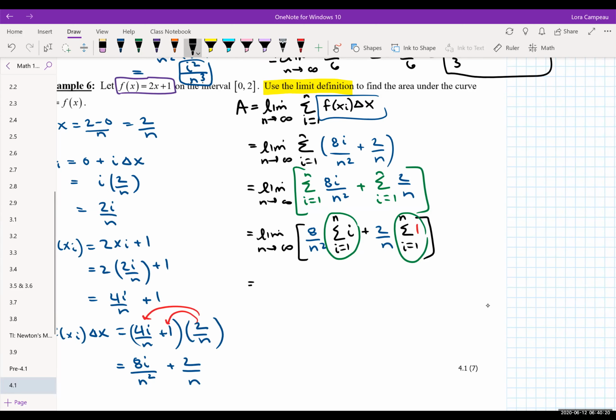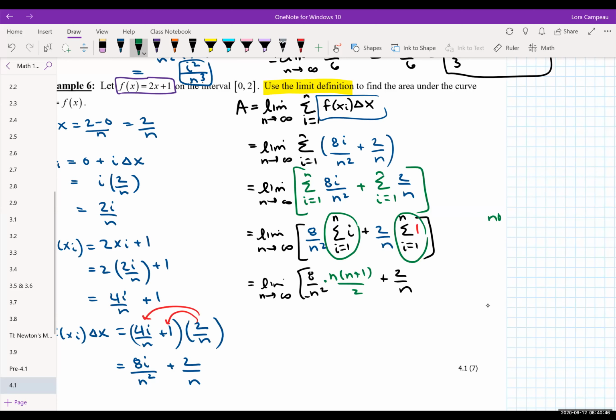Well, let's write this in. Limit as n approaches infinity. I still have this 8 over n squared, nothing I can do quite yet. But I do know the summation of i, that is n times n plus 1 over 2. So that's nice, got rid of the summation there. Still have a plus, still have a 2 over n.